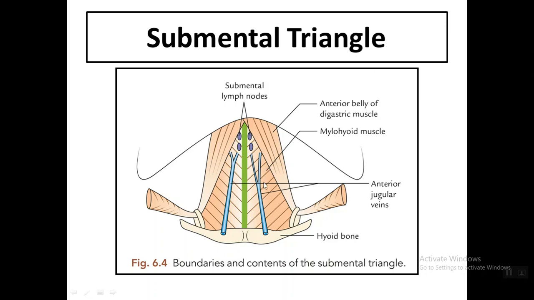What are the contents of this triangle? It contains the submental lymph nodes and the beginnings of the two anterior jugular veins. We can see that this triangle, the submental triangle, is situated at the midline of the neck, and its apex is directed toward the chin.